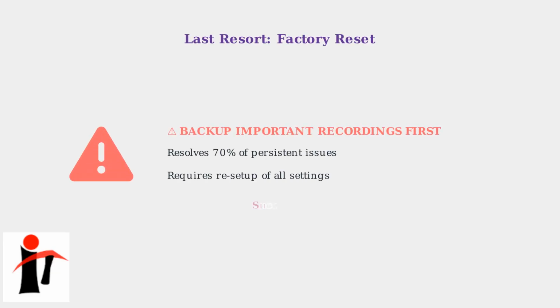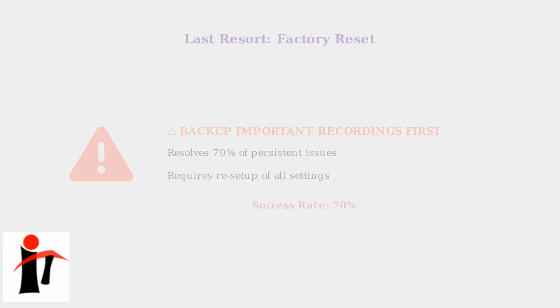If these steps don't work, consider a factory reset as a last resort, which resolves about 70% of persistent issues. But remember to back up important recordings first, as this will erase all your settings and recordings.